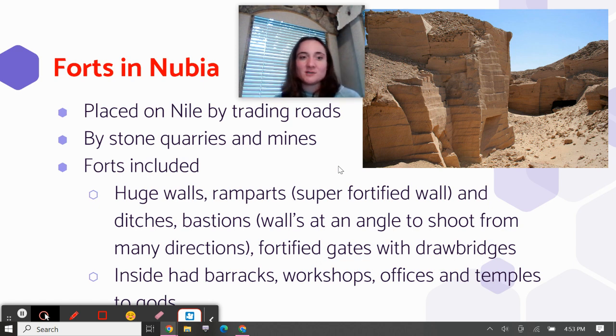these super awesome forts. So forts, especially in ancient Egypt, but even throughout history, included things like huge walls, ramparts, which are super fortified walls that you just can't break down, and ditches, bastions, which are walls at an angle. So with bow and arrows, you can shoot from many different directions. There's also fortified gates with drawbridges. And inside the fort itself, it had barracks, so that's where the soldiers are going to live. It had workshops, it had offices, and it had temples to gods as well.